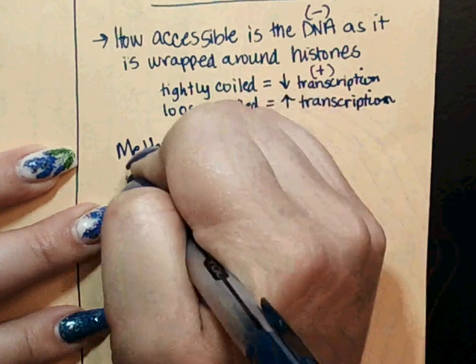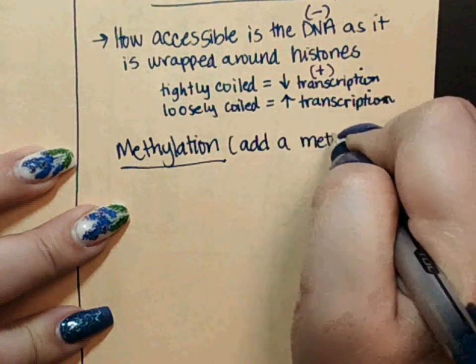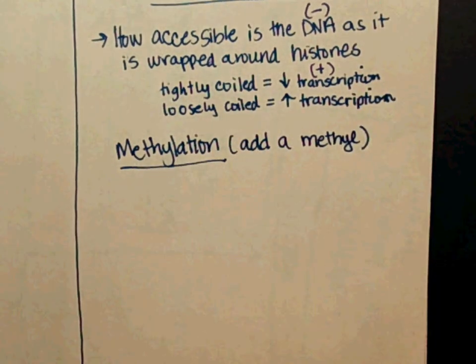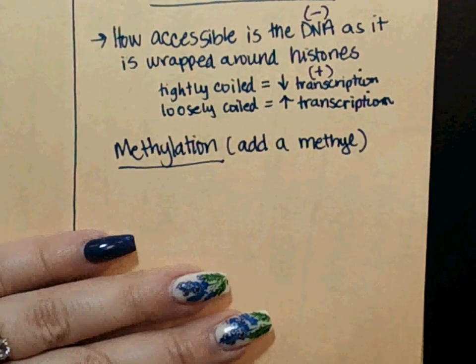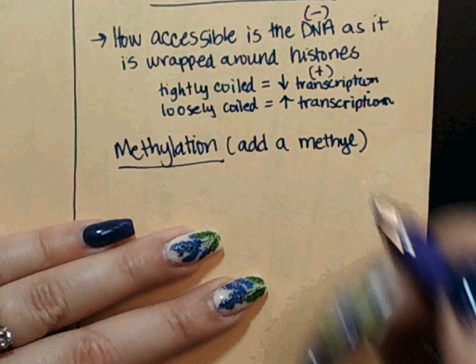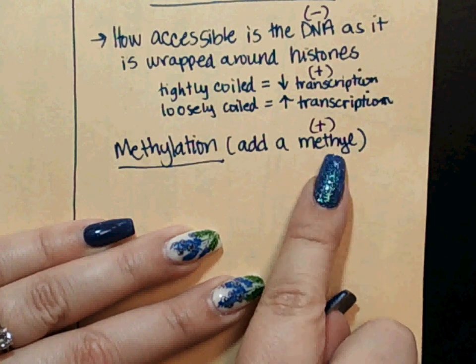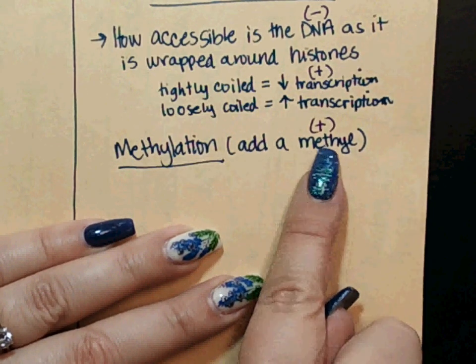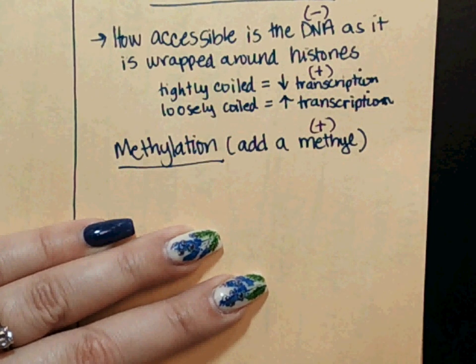So with methylation, what we are going to do is add a methyl group. Now the methyl group itself doesn't have a charge, but what the methyl group does is hide some of the charges that are on the DNA or the histones. And so methylation, in a nutshell, we are going to say is adding a more positive charge. Again, it's not the methyl group itself that's positively charged. The methyl group is neutral. But what happens is that the methyl group can hide the negative charges, essentially making DNA or histones more positive.